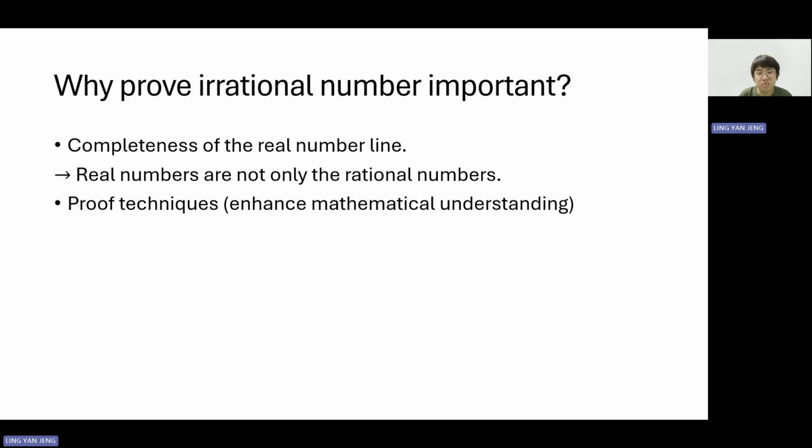And another thing is we can have proof techniques to prove such questions. Since we cannot use direct proof or proof by contraposition to prove that square root of 2 is irrational, we must have a new proof technique to solve that and enhance mathematical understanding. So we use proof by contradiction to show that the square root of 2 is irrational. Proved perfectly.